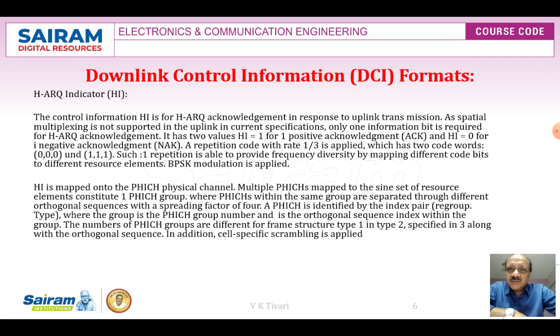The number of PHICH groups is different for frame structure type 1 and type 2. Type 1 is FDD and type 2 is TDD. They are specified in 3GPP among the orthogonal sequences. In addition, cell-specific scrambling is applied.